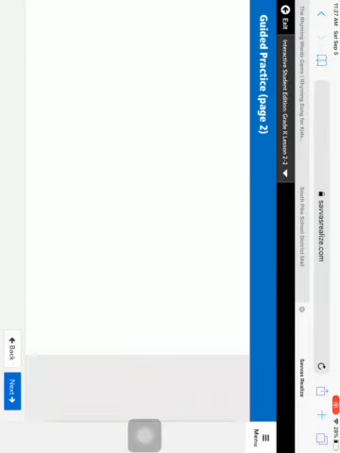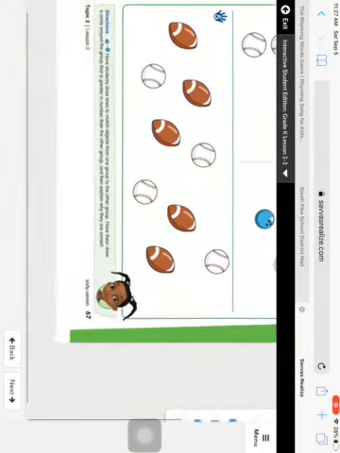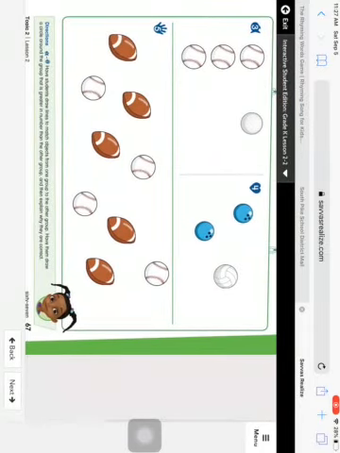All right, let's do another guided practice page. On this page, you have 3 problems. And it says for 3 through 5, have students draw lines to match objects from one group to the other group. Have them draw a circle around the group that is greater in number than the other group, and then explain why they are correct.